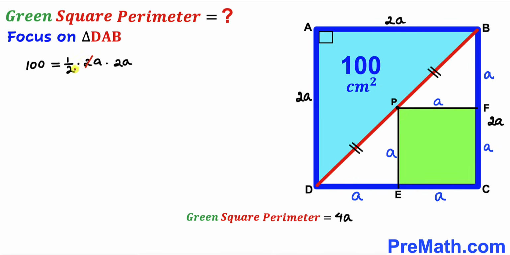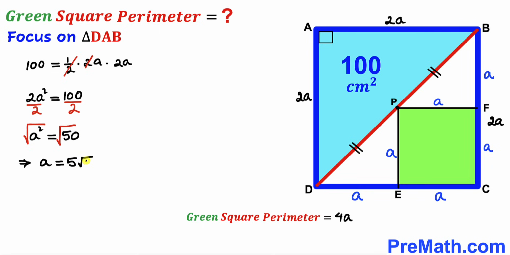And now we can see this 2 and 1 divided by 2, they are gone. So therefore we end up with 2 times a square equals 100. And now I am going to divide both sides by 2 to isolate a square. So therefore our a square value is going to be equal to 50. And now I'm going to undo this square by taking square root on both sides. So therefore our lowercase a value has got to be positive 5 times the square root of 2 centimeter.